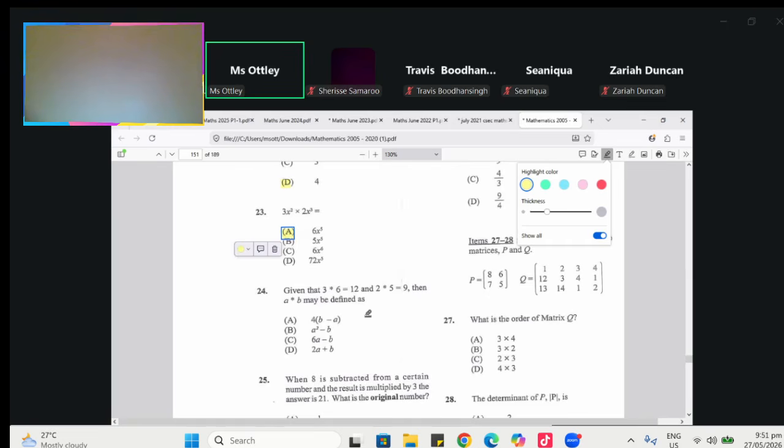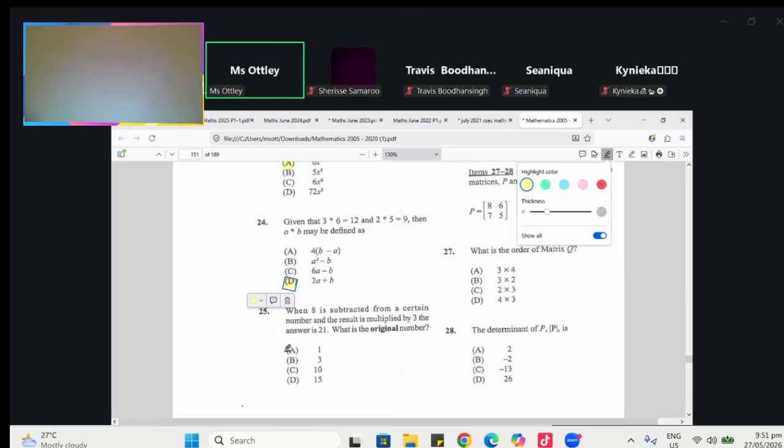Number 24. Which of the following can define A and B? So you're going to work it out. Remember how we work it out. D as in dog. Right, so we did this substitution and we need to find which one works for both.